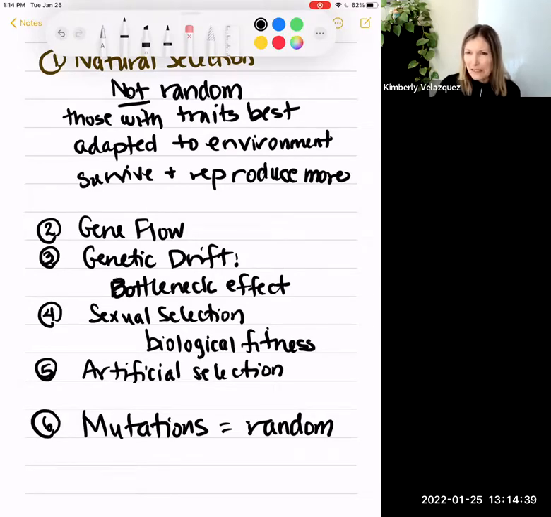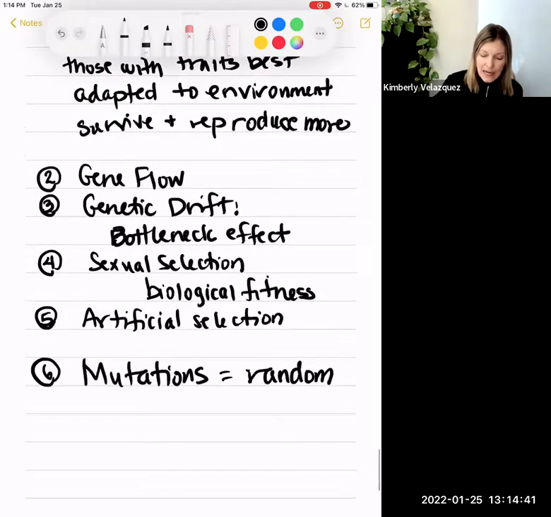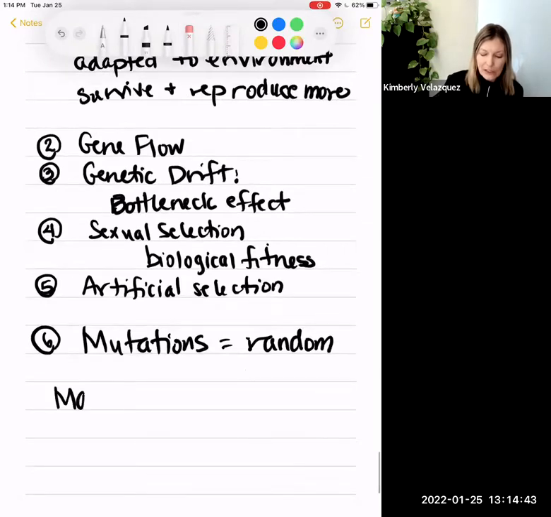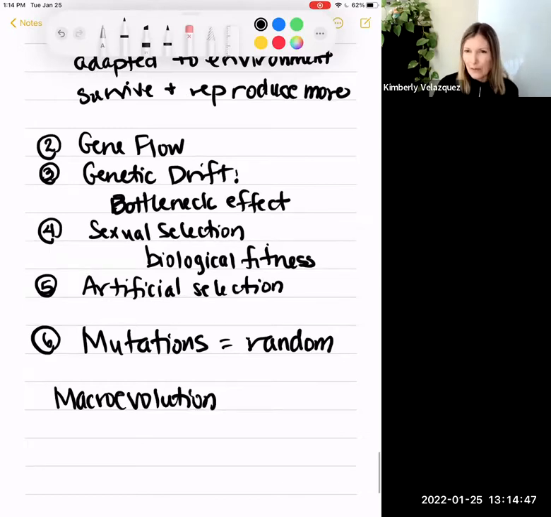Macroevolution is what happens when new species arise. And we will talk about macroevolution in a separate lecture. So that is it today for microevolution.